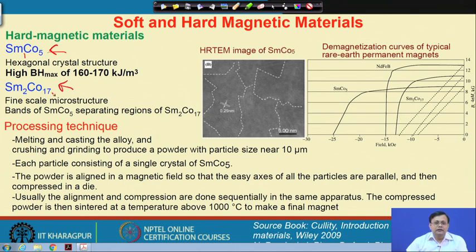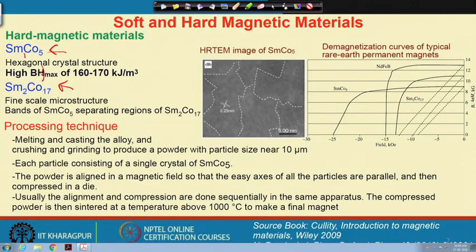The typical characteristic of a hard magnetic material is analyzed by the demagnetization curve, meaning the energy required to demagnetize a hard magnet is the basic characteristic of a hard magnetic material. So, this is represented by BH max, the maximum value under this curve. On this side this is B, that is basically the magnetization, and on the x axis it is the applied field, given here in kilo Oersted.